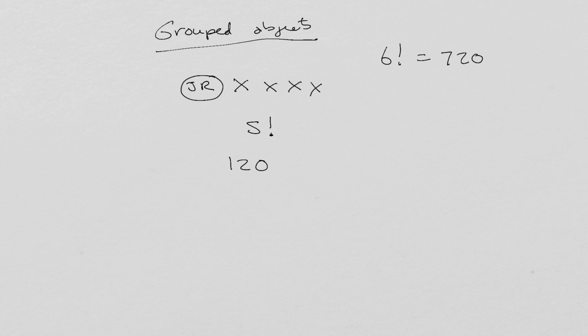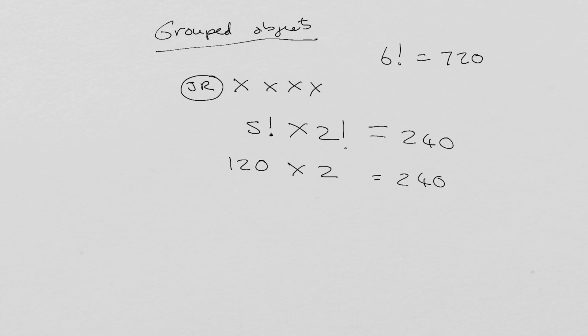Depends whether it's John then Rachel, or Rachel then John. That's a different arrangement every single time. So we are going to times this by 2, or by 2 factorial, which is still 2. It's the same thing. So there are 240 arrangements.